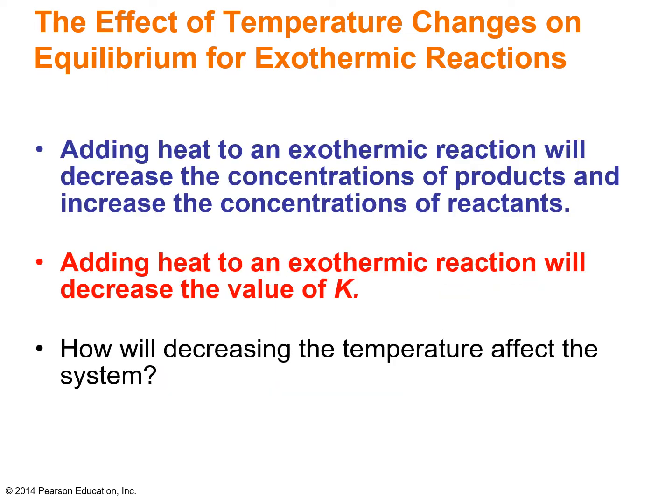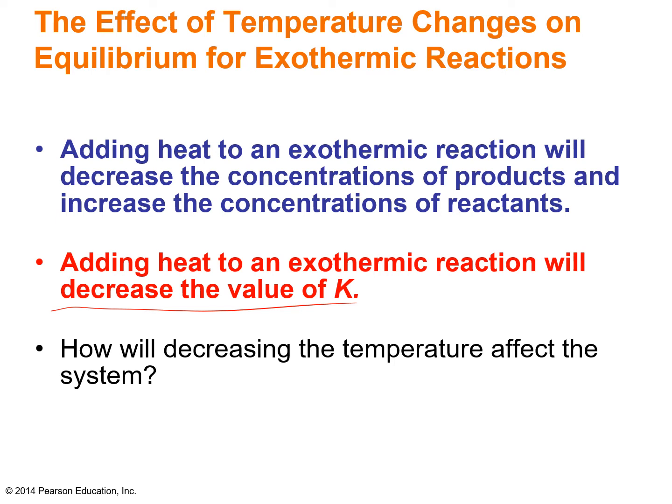Adding heat to an exothermic reaction will decrease the concentration of products and increase the concentrations of the reactants. Why? Because remember, heat is a product. If we add a lot of products, what's going to happen? The reaction is going to push away from those products, so not only will heat be used up, but so will the other products. Adding heat to an exothermic reaction will decrease the value of K. It all goes back to these basic fundamentals. What does a decrease in the value of K mean? It means that we have more reactants than we have products.